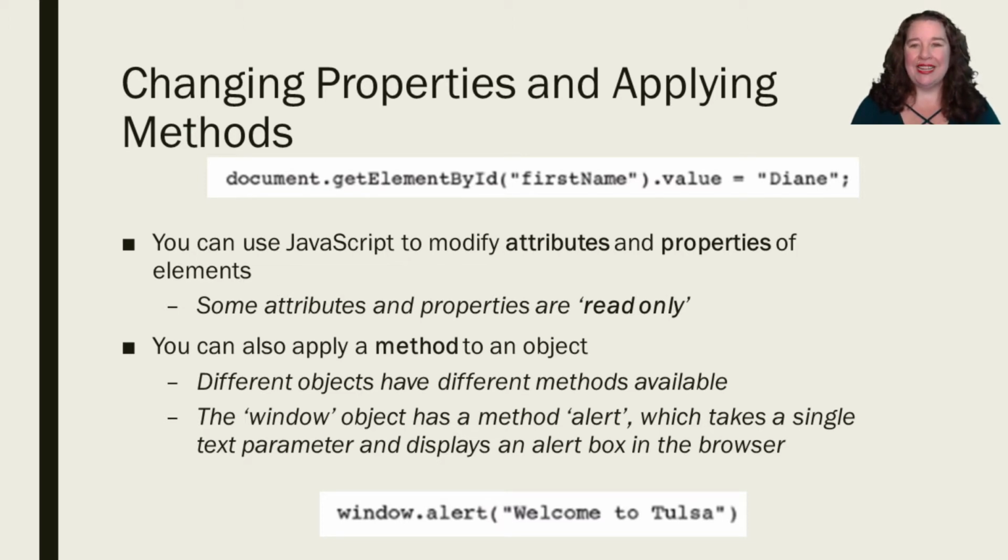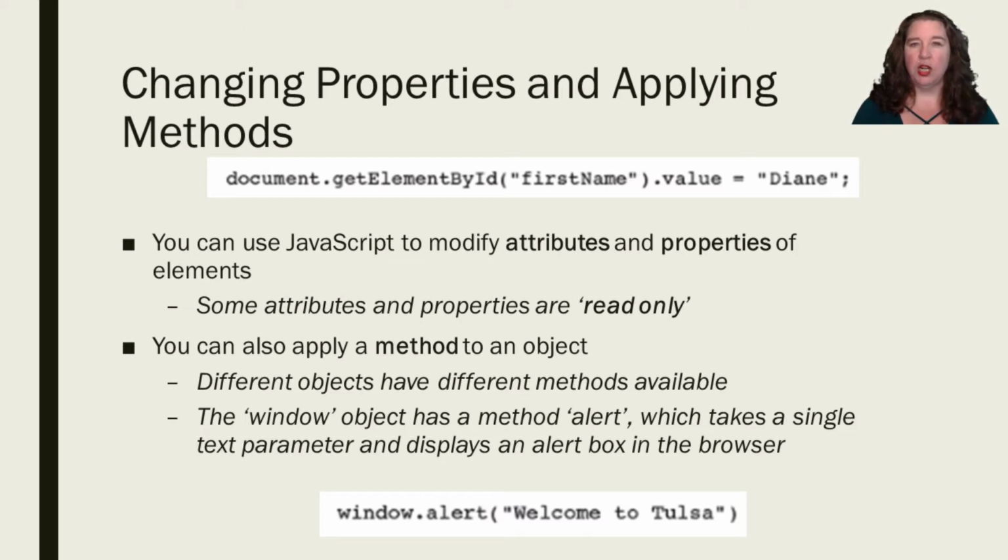Or I can set it in this instance. There's also things called methods or functions that go along with those objects. Different objects have different methods, so it's not like there's a constant list where everything has the same methods on it. In this case, the window object has a method called alert. The alert takes a single text parameter, just a string, and it displays that in an alert box, which we've seen. So that's a method that is being called on the window object.